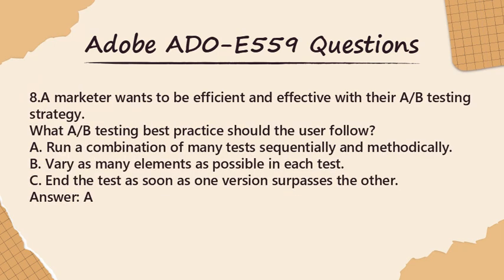8. A marketer wants to be efficient and effective with their A/B testing strategy. What A/B testing best practice should the user follow? A. Run a combination of many tests sequentially and methodically. B. Vary as many elements as possible in each test. C. End the test as soon as one version surpasses the other. Answer: A.